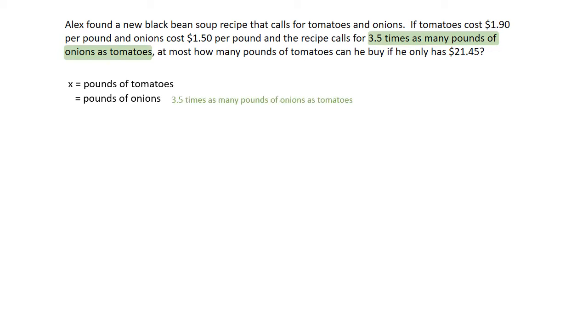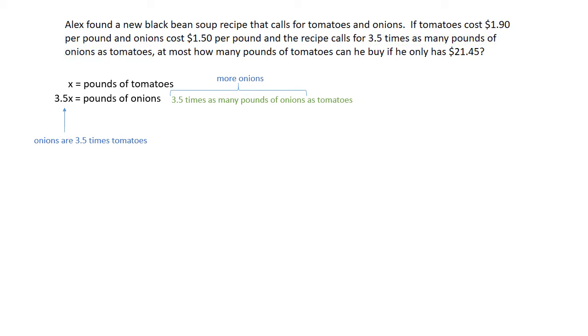So you'll ask yourself, which one does he need more of? 3.5 times as many pounds of onions. It looks like he needs more onions. So we can take the 3.5 and just say, okay, the pounds of onions are going to be 3.5 times the pounds of tomatoes. So 3.5x represents the pounds of onions.